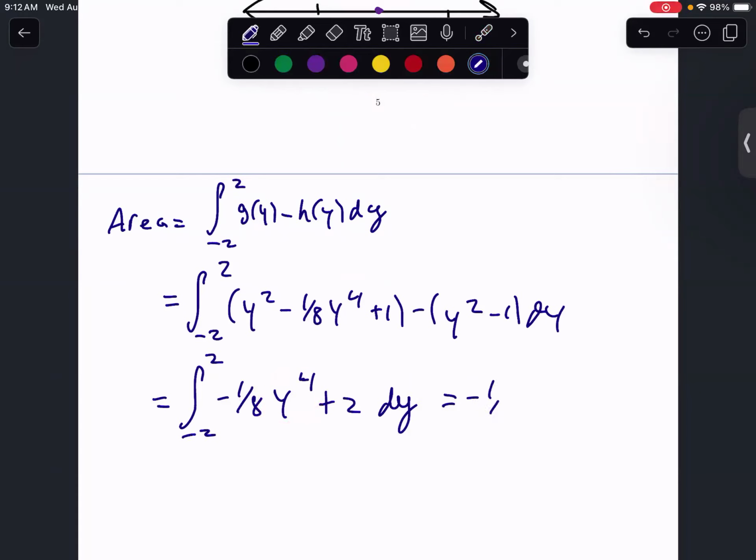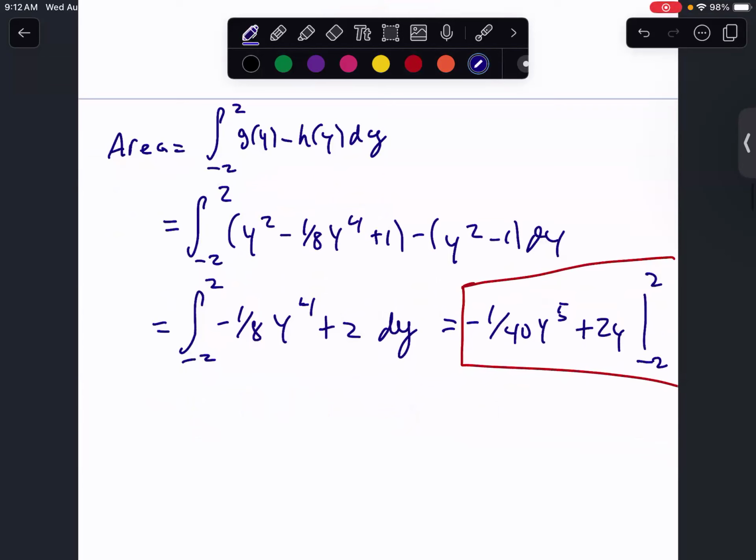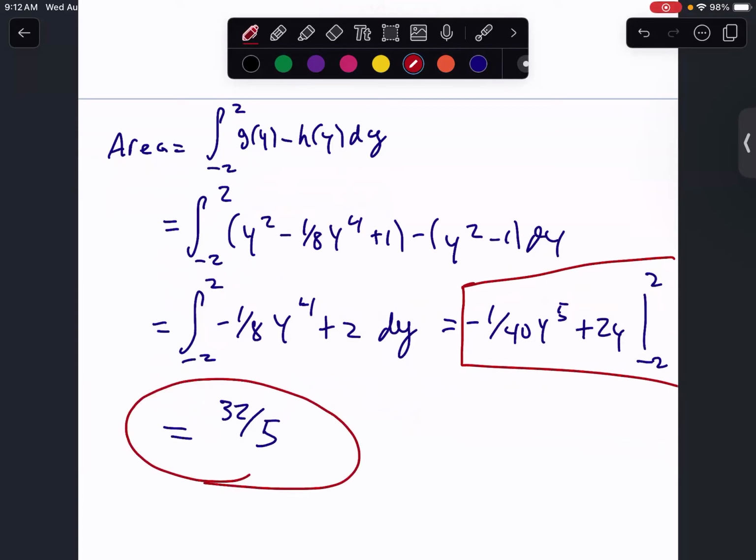This will give you minus 1/40 times y to the fifth power, and then plus 2y. And then you're integrating from minus 2 to 2. Again, on the exams, you can leave your answer like this. Plugging in the 2 and minus 2 is kind of a waste of time. It takes a lot of time and it doesn't really give you any new information. But if you want a nice, clean numerical answer at the end, this is what it ends up being equal to. So whichever one you prefer, doesn't matter.